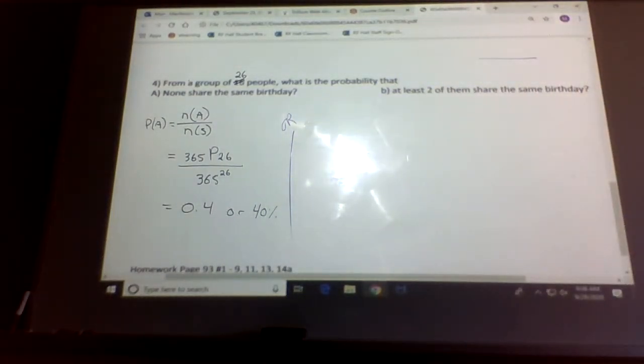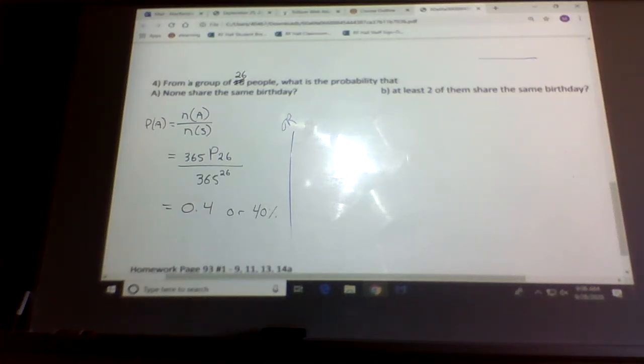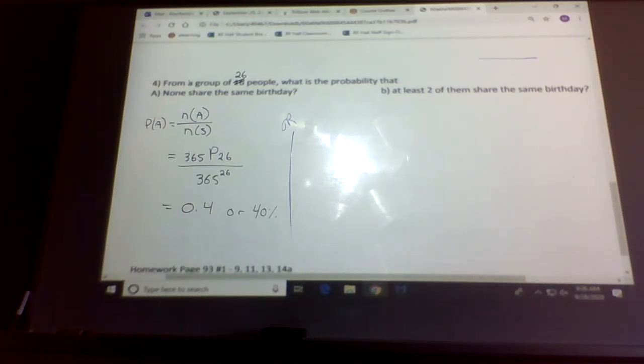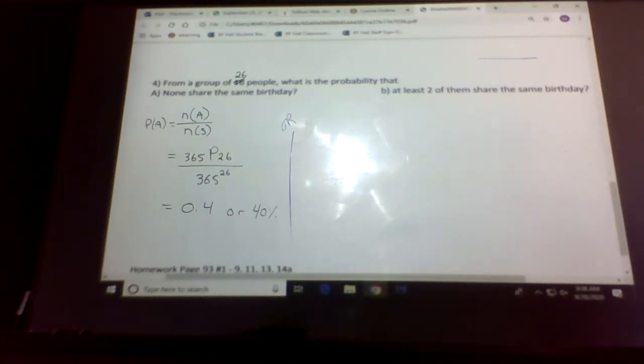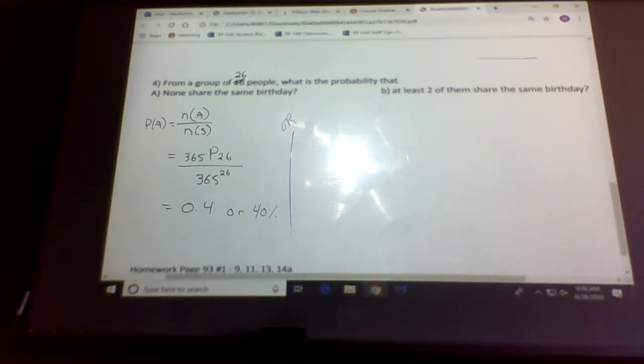So there's a 40% chance that none of you share the same birthday from both cohorts. This classroom has 26 in total. So 40%. Isn't that amazing? That means there's a 60% chance that two of you share the same birthday. And I'm gonna go through my birthday list and we'll see if anyone matches.